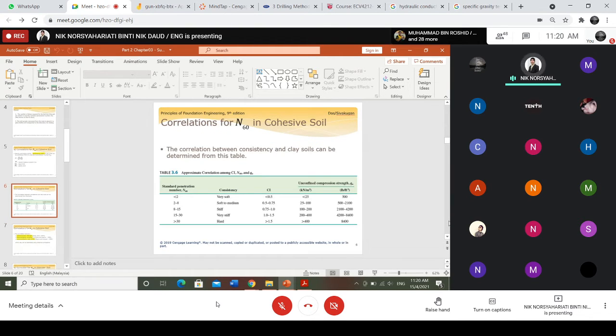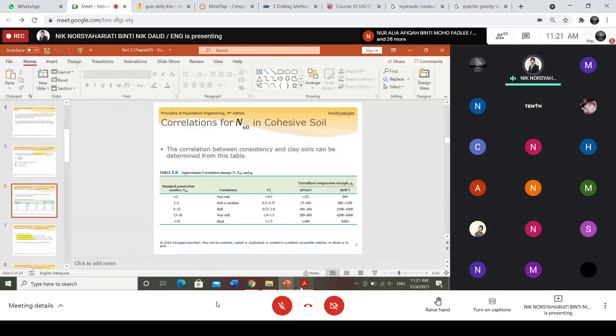Then using that CI value, you can find out the unconfined compression strength, which is the strength of your soil, right? So it is either one. Meaning to say that, okay, you got the CI or you got the N60. Then based on the value you got, you can estimate the strength of your soil. Like this one, let's say your standard penetration number is less than 2.